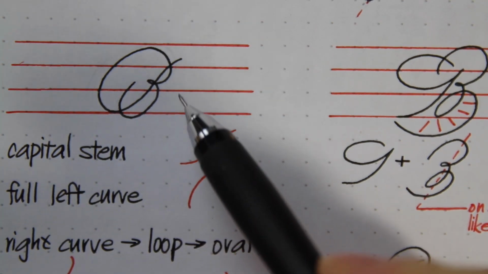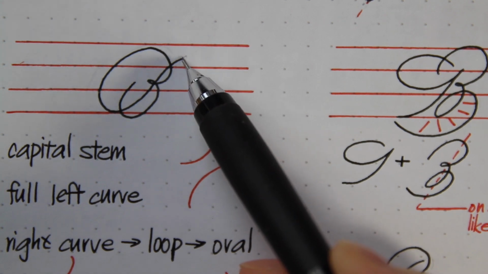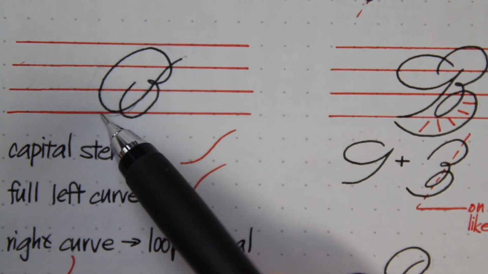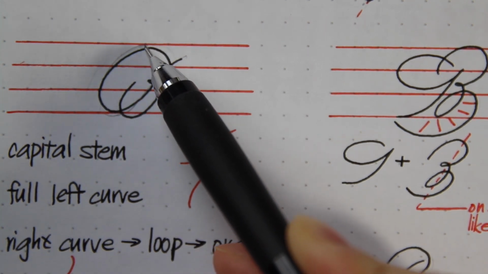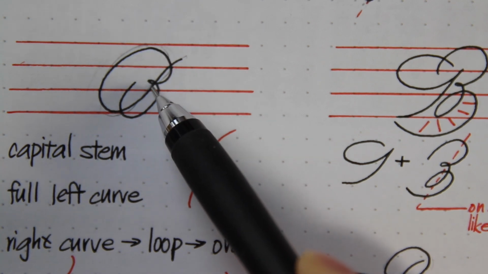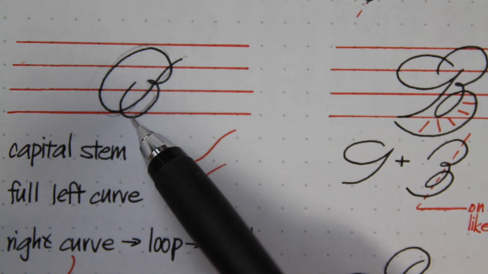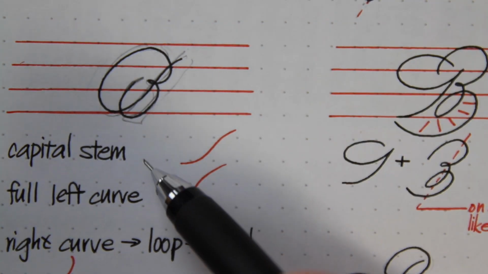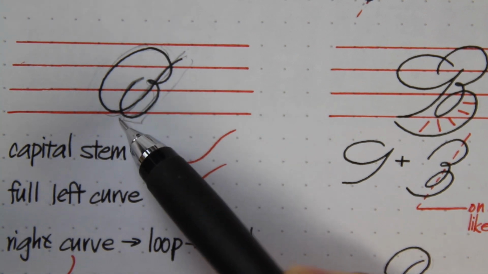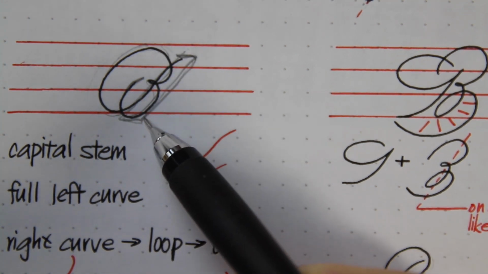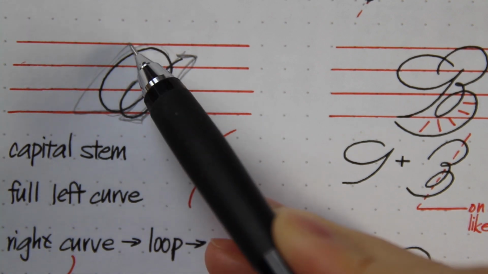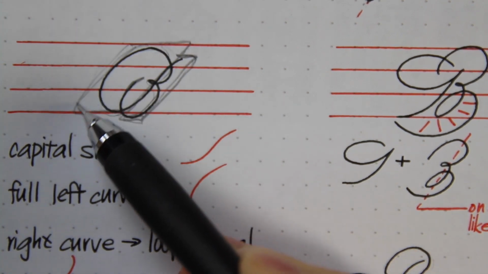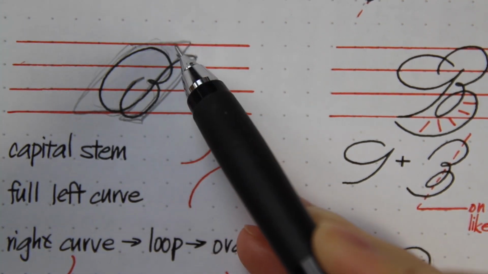The letter B, like the letter P, begins with the capital stem. You can do a full left curve, right curve down, loop, and an oval. So think of a capital O. Make sure you're watching the proportions that the bowls of your B form versus the back of the B. The weight should be mostly in the back.